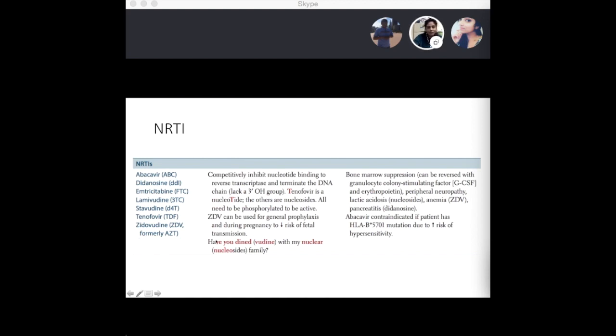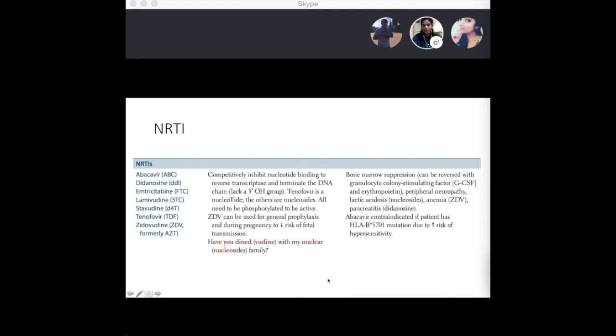stavudine, tenofovir. And the adverse effects of these are going to be bone marrow suppression, peripheral neuropathy, lactic acidosis, anemia, pancreatitis. And abacavir is contraindicated if the patient has the HLA-B5701 mutation due to increased risk of hypersensitivity.